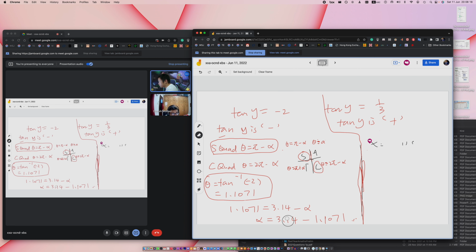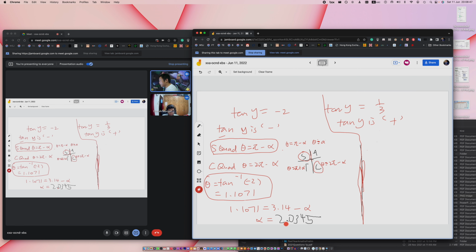Just erase this. Where do I write it? Yeah, right here. So it's 3.14 minus the 1.1071. So what is the answer? 2.03. Okay, good enough. We focus on the concept first, okay?